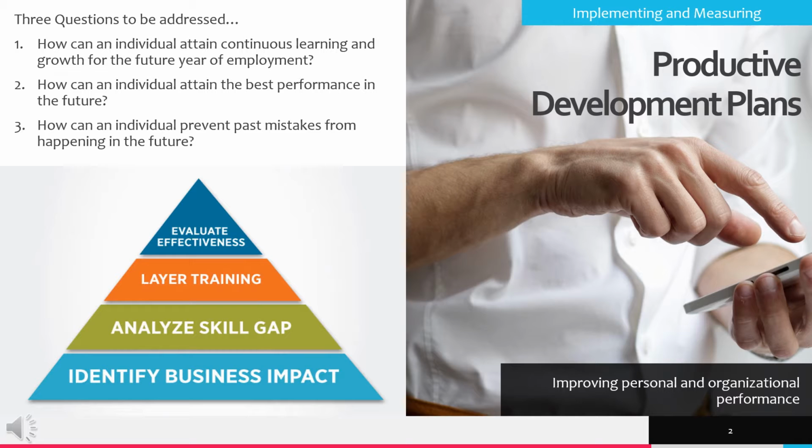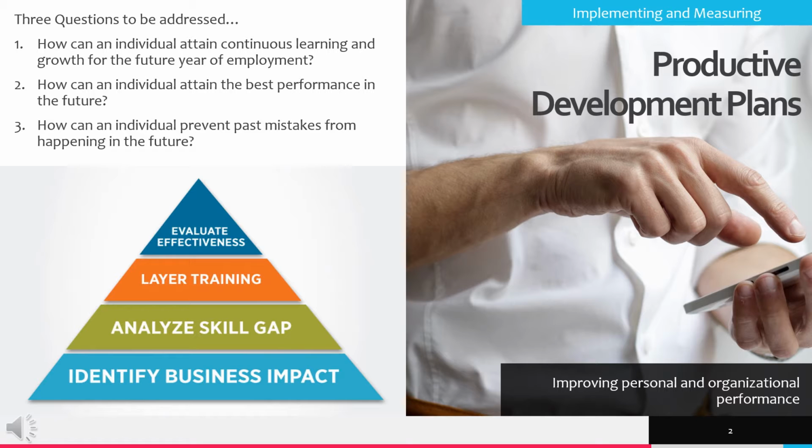When creating a productive development plan, the goal is to improve personal and organizational performance. Development plans need to focus both on short-term and long-term goals. Specifically, 3 questions need to be addressed on the individual level. Number 1 is, how can an individual attain continuous learning and growth for the future year of employment? Number 2 is, how can an individual attain the best performance in the future? Number 3 is, how can this individual prevent any past mistakes from happening again in the future?